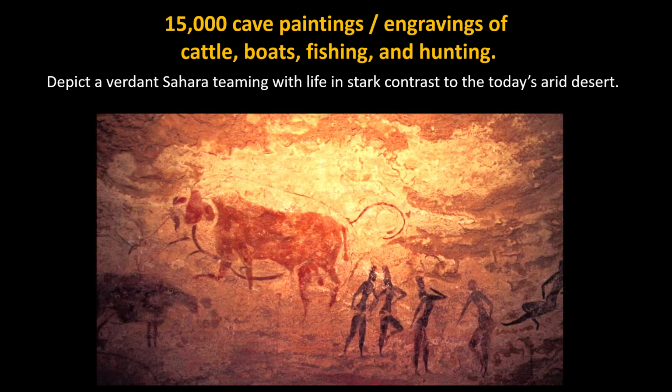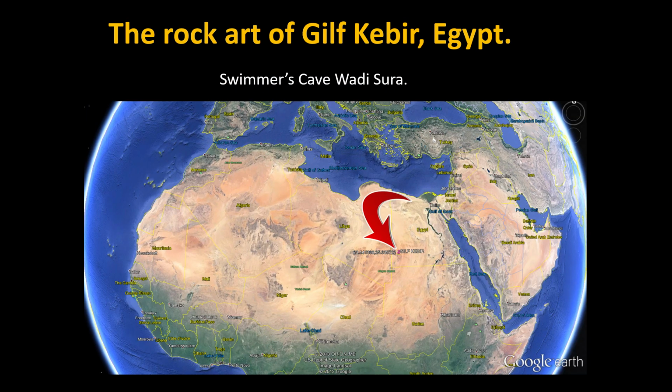The art vividly depicts the activities and environment of ancient hunter-gatherer societies, showcasing scenes of hunting wild animals like elephants, giraffes, hippos, and rhinos, alongside human figures engaged in dances and ceremonies. The remote and vast plateau of Gilf Kabir in Egypt's western desert is home to some of the most extraordinary and significant prehistoric rock art in the Sahara, providing a captivating glimpse into a time when this now arid region was a lush, life-filled savanna.